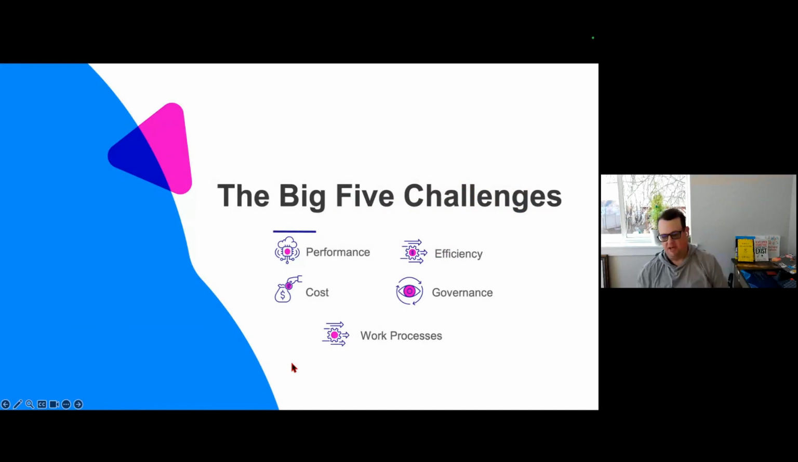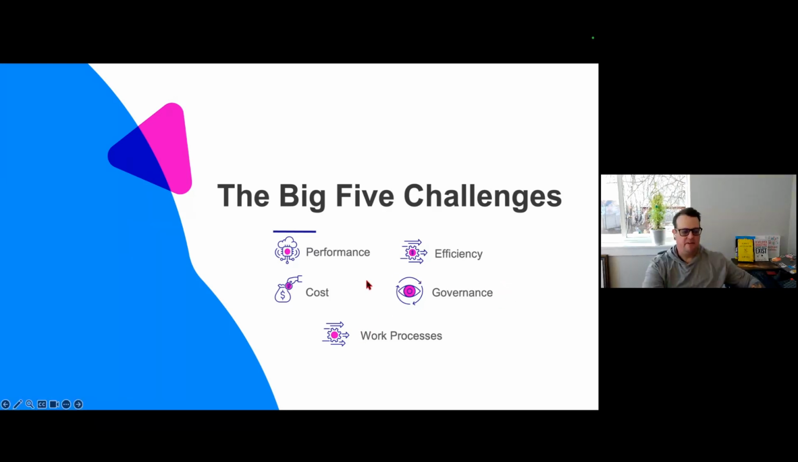So let's talk about these big five challenges. The first one is performance, which is just basically our infrastructure. How well are we utilizing our infrastructure? How well is it performing? How well is it responding to increases? Efficiency comes from the efficiency of using the cloud, but it also means are we releasing our code faster? Are we getting our product to market faster? And are we watching our costs? And how are we governing our cloud estate? And then how does that affect our work processes? All of these challenges align with the five pillars of the well-architected framework provided by Microsoft.